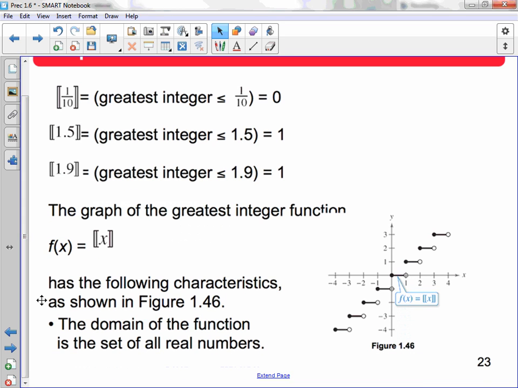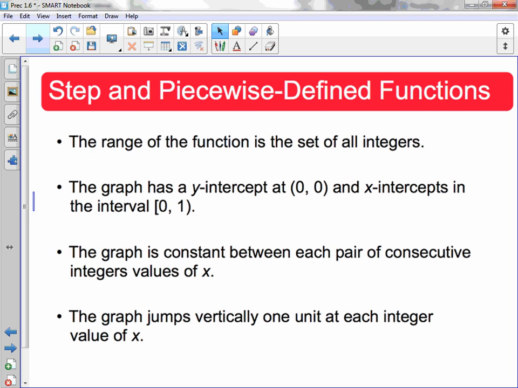So it's always kind of dropping back down. So anything from 0 to 1, and not including 1, would be at 0. As soon as we hit 1, we jump up to 1 on the y, and it goes in this form here. Now, when we take that, we don't take it until we're completely done with it.